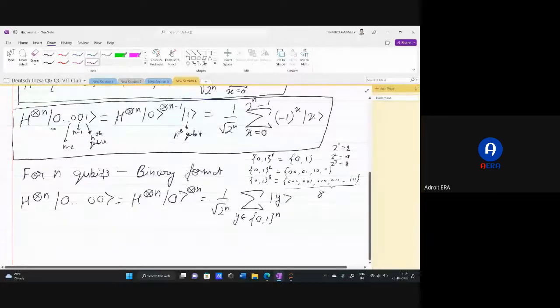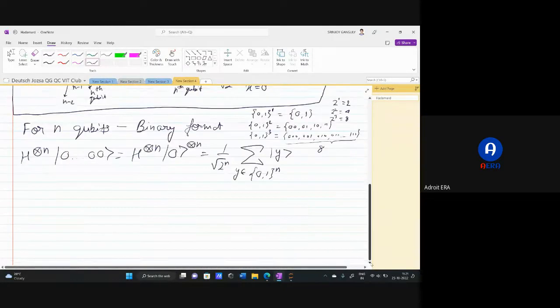Now, what will happen if you have a general state? If you want to apply Hadamard to a general state, let us also see that.